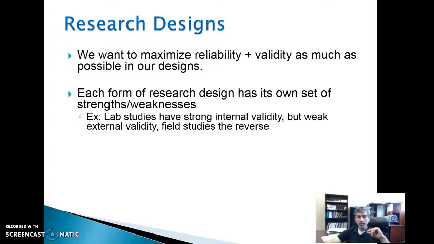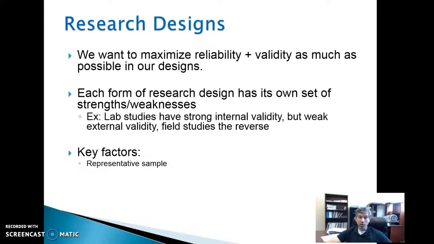When you do what are called field studies, you go out into the real world and you observe people as they naturally are acting. That's great external validity. People's behavior is natural because they don't even know they're in a study. However, you have a lot less control over the environment, so your internal validity is now very poor. It's very hard to guarantee you're assessing what you're trying to assess.